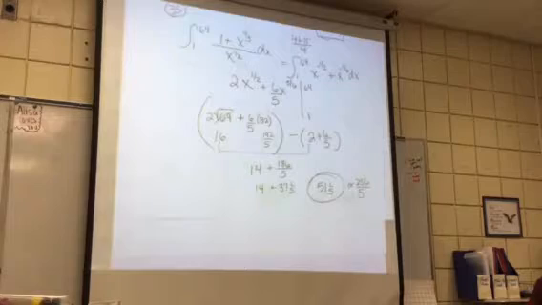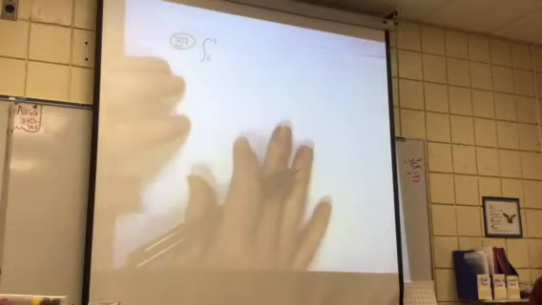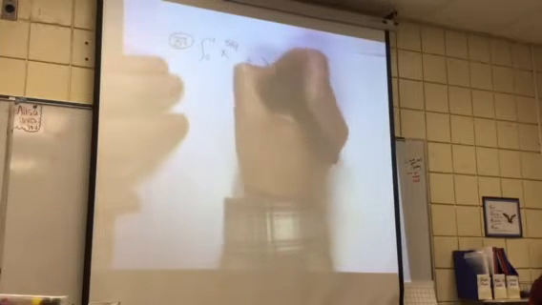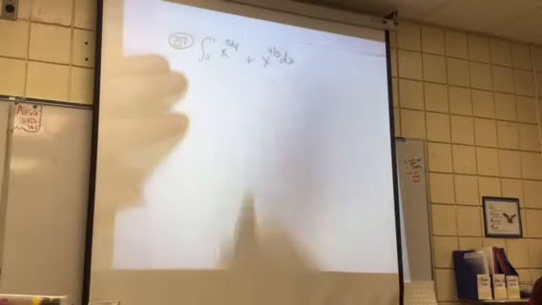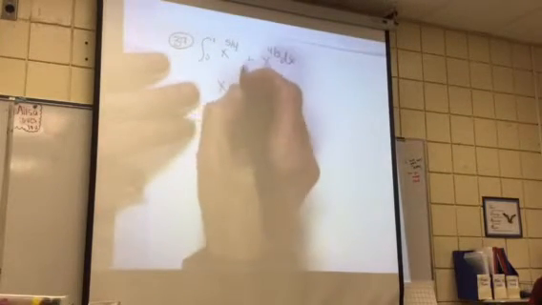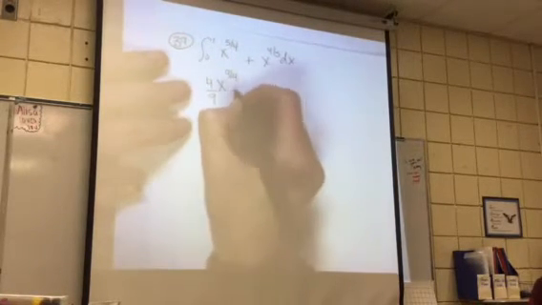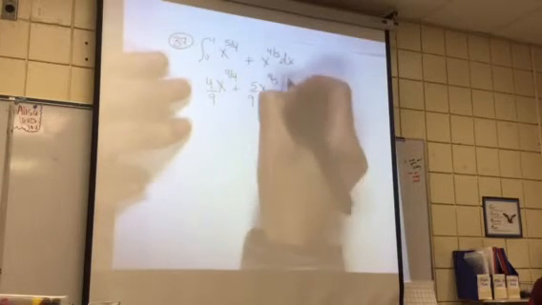Okay, and then we'll look at number 37. So I would start out by changing those roots over to fractional exponents. And now you just integrate. What will this become? X to the 9/4? 4/9. Good. And this one would be x to the 9/5, and then 5/9, evaluated at 1 and at 0.